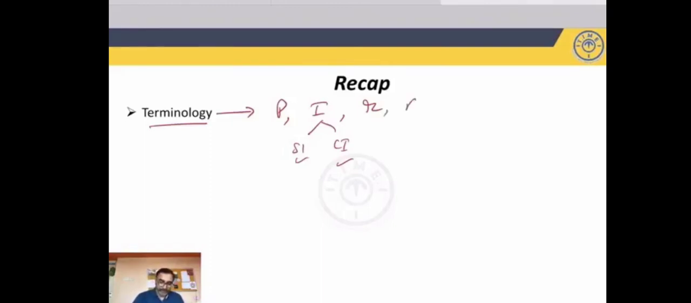Then we have seen N is nothing but the number of years. The number of years is what here? The time period for which the money has been lent. Then we have seen amount. Amount is nothing but what? Amount is nothing but principal plus interest. This is true for both simple interest as well as compound interest. So we have started with different terminology.